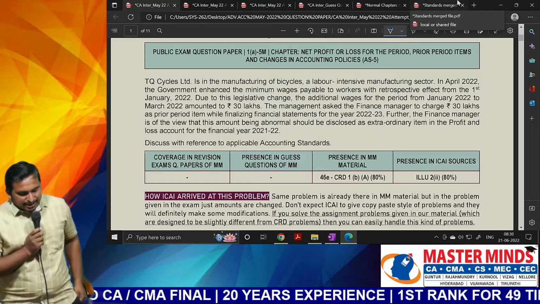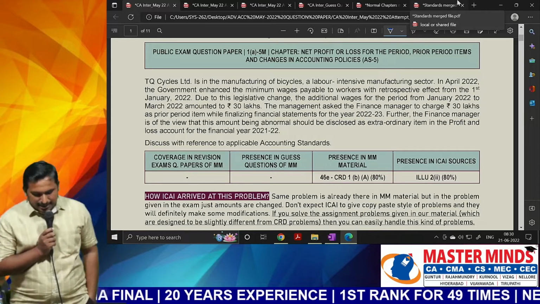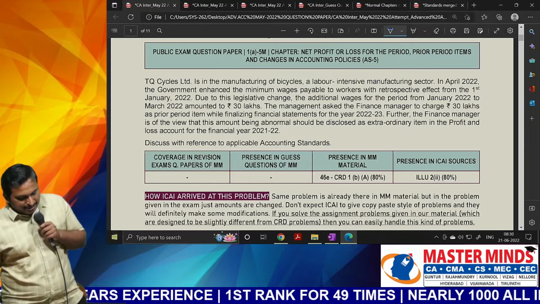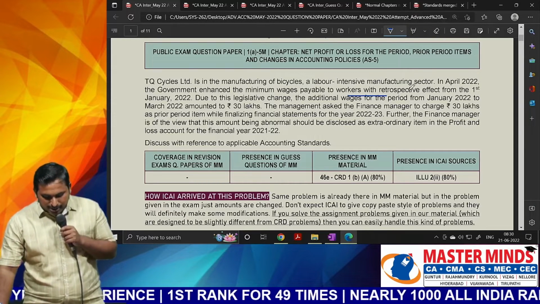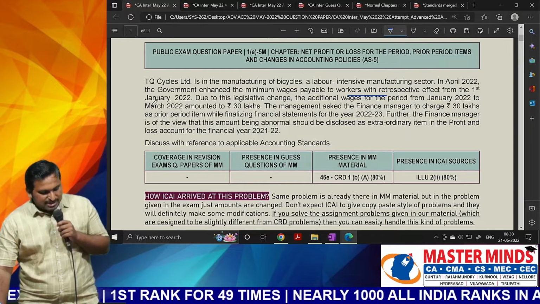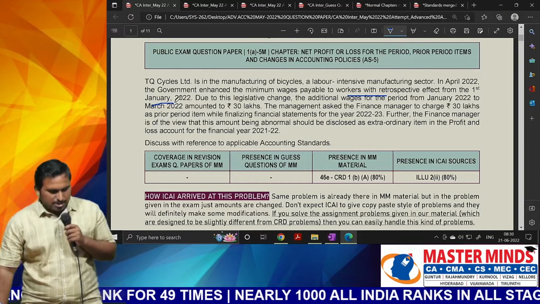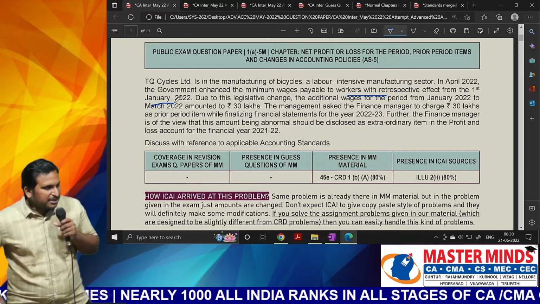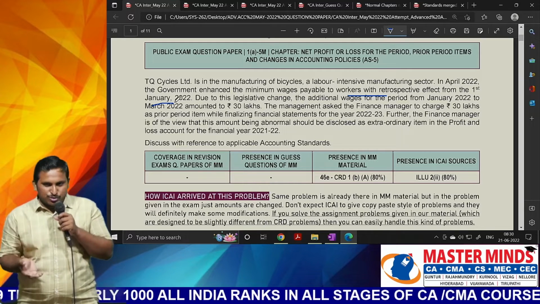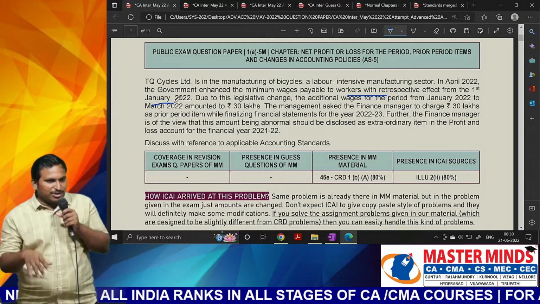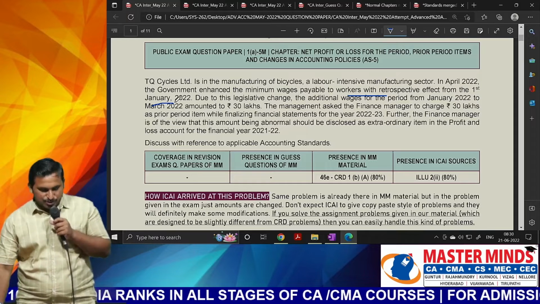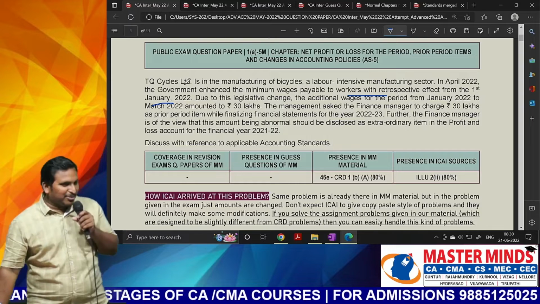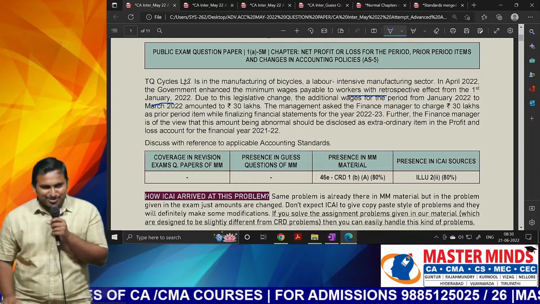Now let me read it, sir. TQ Cycles is in the manufacturing of bicycles, a labor-intensive manufacturing sector. In April 2022, the government enhanced the minimum wages payable to workers with retrospective effect from 1st Jan 2022. I think you remember there will be a question, sir, on increase in wages with retrospective effect in AS5. Regularly we discuss it, sir. I used to tell you, whenever retrospective increase was there, it's an ordinary but exceptional item. Like that we used to learn. An assumption has to be taken, the number of assumptions required in accounts. We expect the same.